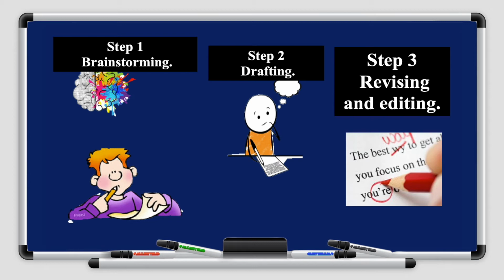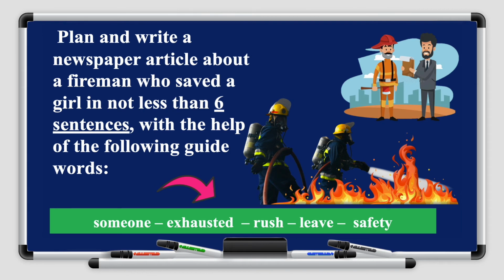Revising using the CUP strategy: capitalize, use correct grammar, punctuate, and spelling. And finally, you revise it and then you edit it and you have the final thing and you publish it, or you give it to your teacher or your sister or someone to read it. So let's start with the brainstorming. But in order to brainstorm, we need to know what we are going to write about.